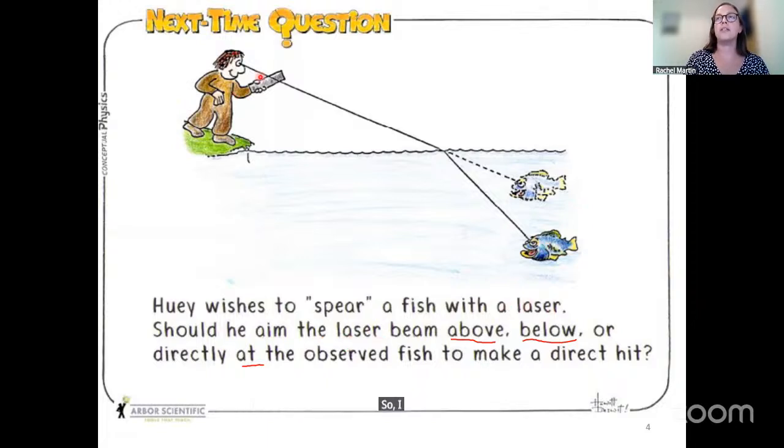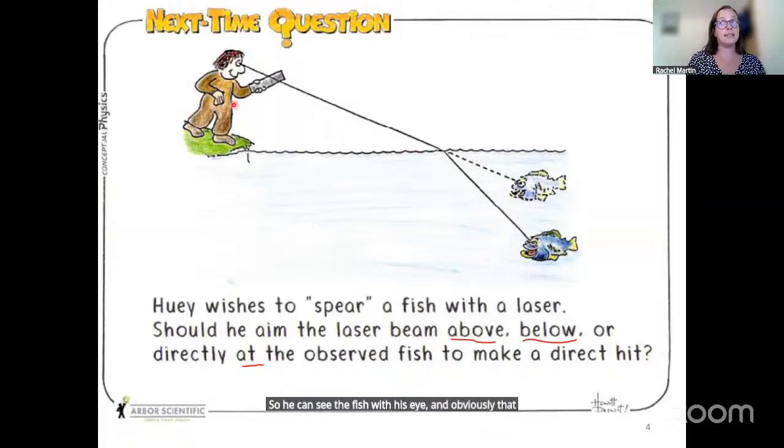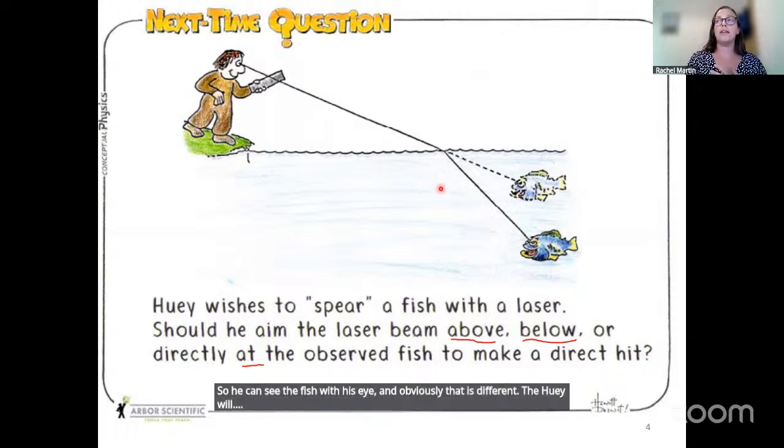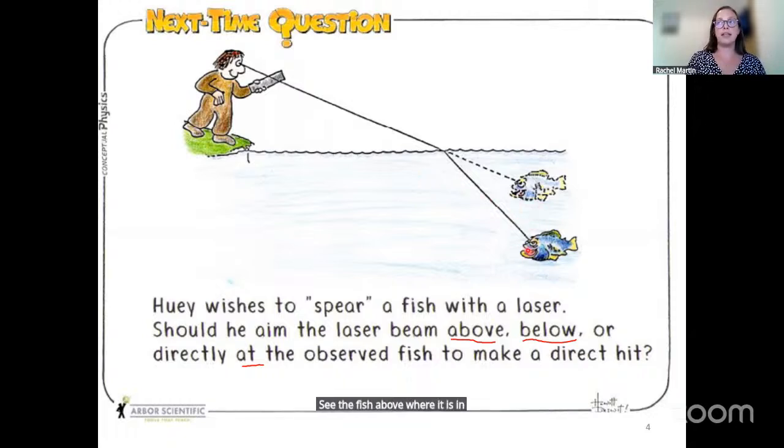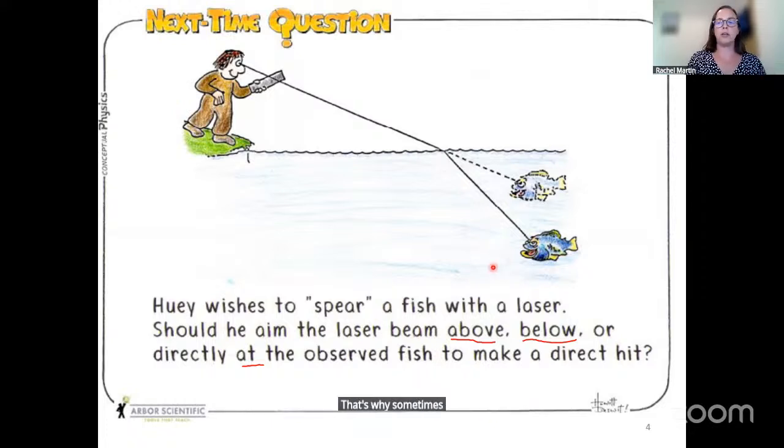So I know it looks like he has a laser beam coming out of his eye. That is just showing where you would normally see the fish, but he's holding a laser in his hand that he is not using yet. So he can see the fish with his eye, and obviously that is different. Huey will see the fish above where it is in reality. And when I say see, because that's a virtual image, his brain is playing tricks on him, your brain can't get its head around refraction. That's why sometimes when you're at a swimming pool it will seem a different depth to the actual depth that it is. And that's why you should be very careful jumping into water, because of the refraction of light.